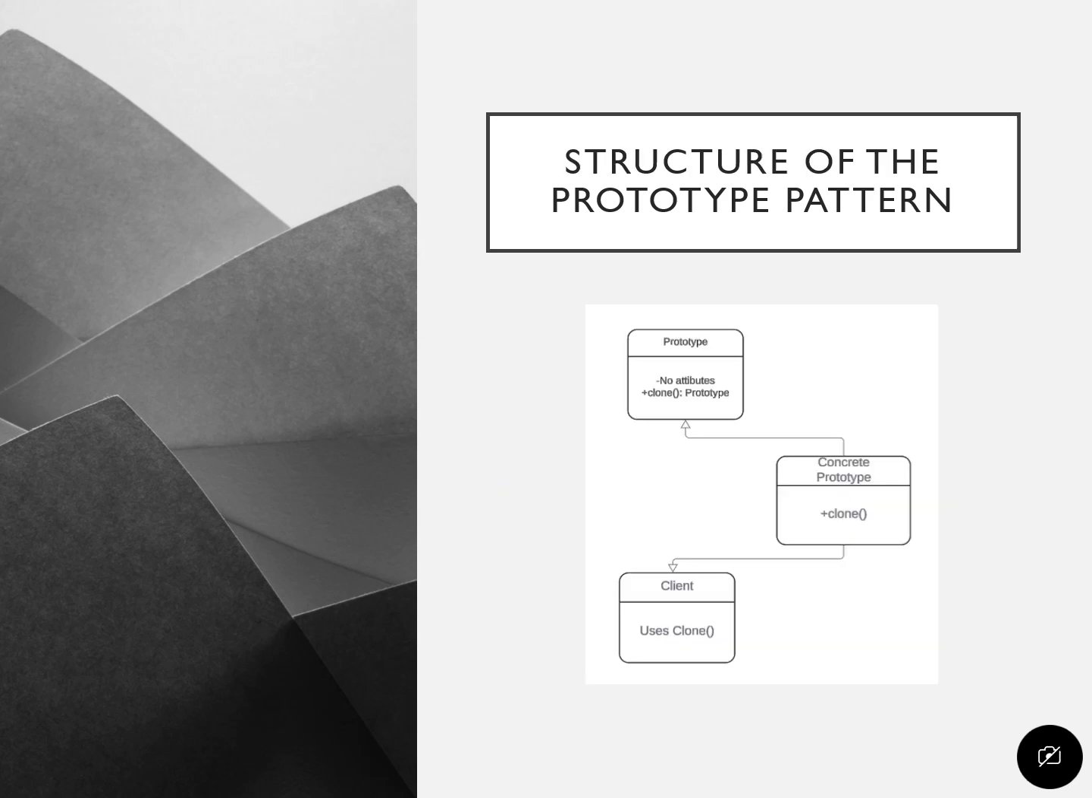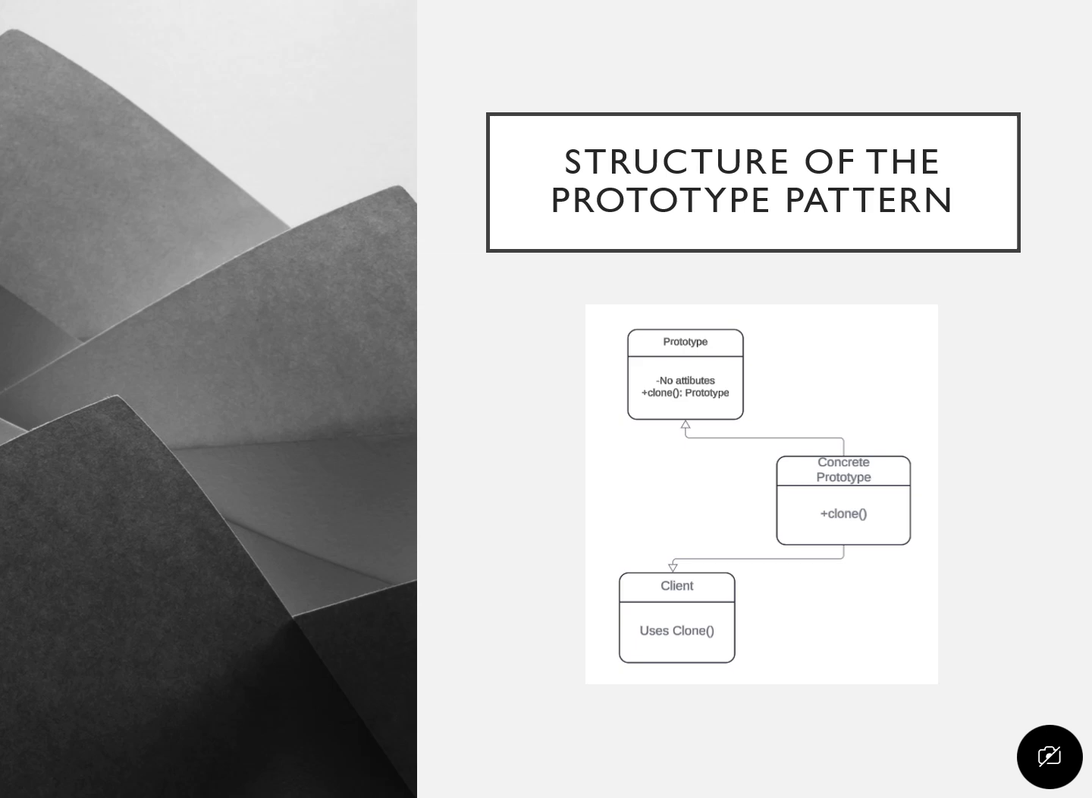Here is the structure of the prototype pattern. So first we have the prototype. This diagram represents the structure using the three components we are using. The prototype is the base interface or abstract class that declares the clone method. It does not have any attributes, but it defines the contract of cloning, but does not implement it.